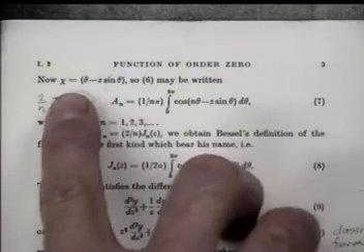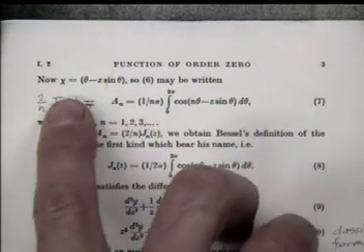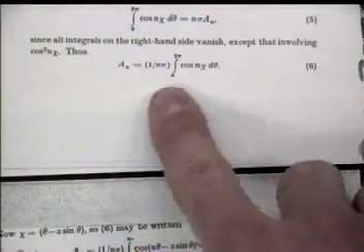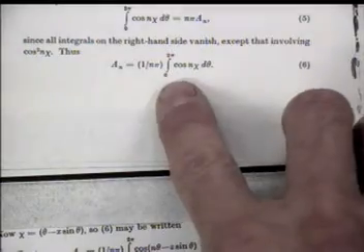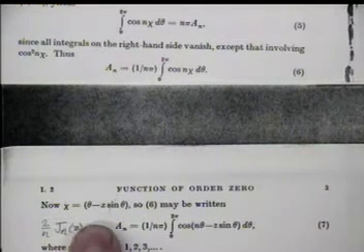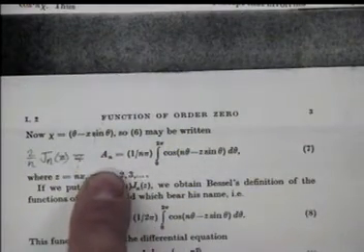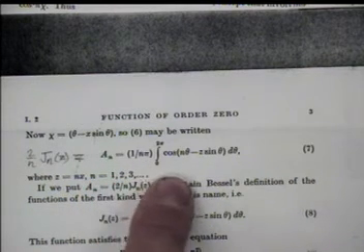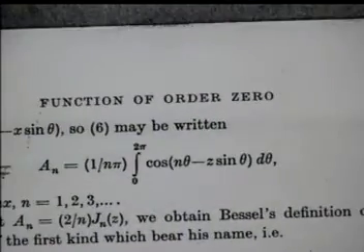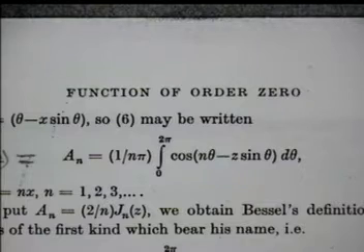Now, after we've substituted theta minus x sine theta for x, previous page, where we had this form of a_n equals this quantity, we replace the x with theta minus x sine theta, and it becomes this equation, a_n equals 1 over n pi times the integral from 0 to 2 pi of cosine of n theta minus z sine theta d theta, where we replace x with z.